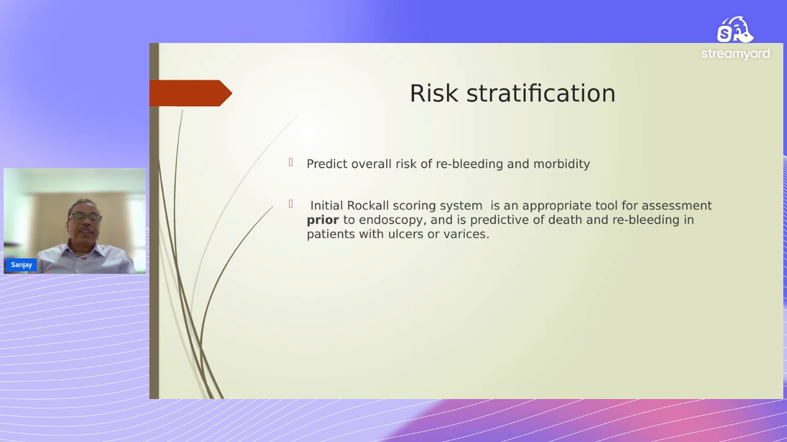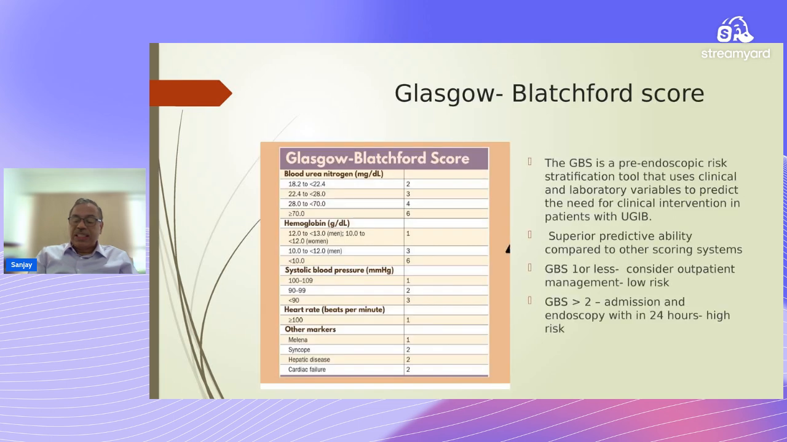So, to predict that, you must follow certain scoring systems. And what are the different scoring systems? We will see one by one. The first one is the Rockall scoring system, which is an initial scoring system. That means pre-endoscopic Rockall, what we call. It is an appropriate tool for assessment prior to endoscopy. And it is also predictive of death and rebleeding in a patient with ulcers and varices. So we'll see that in detail.